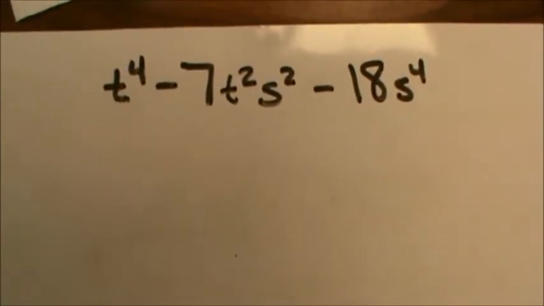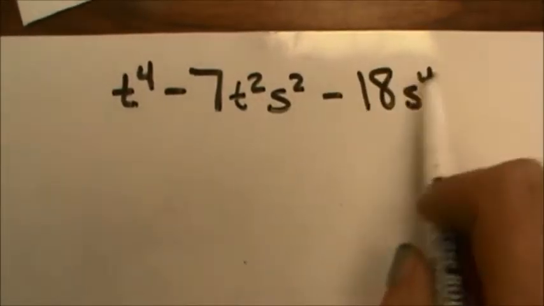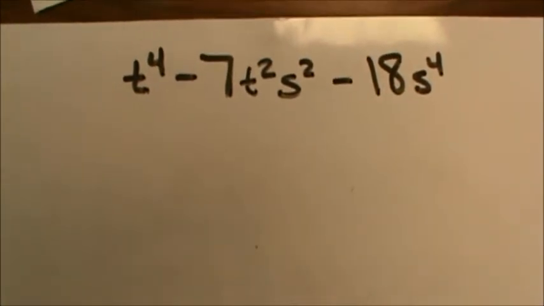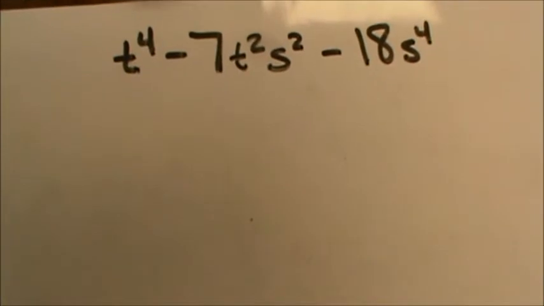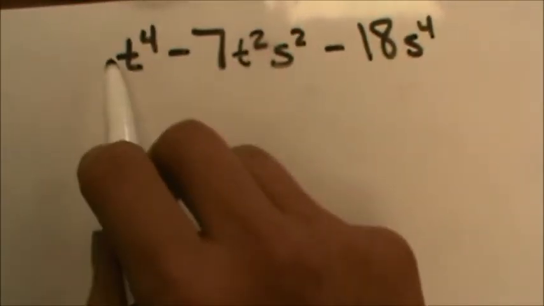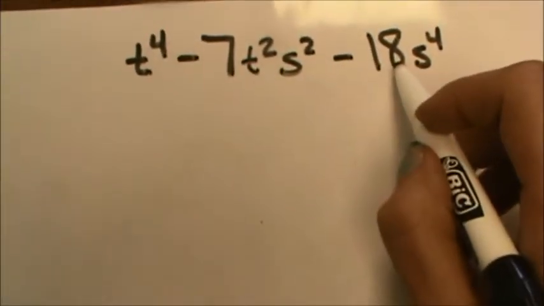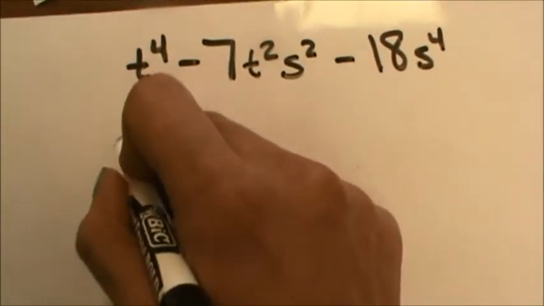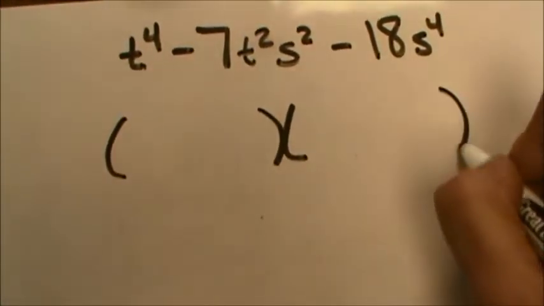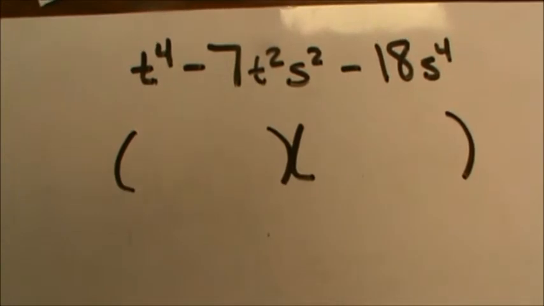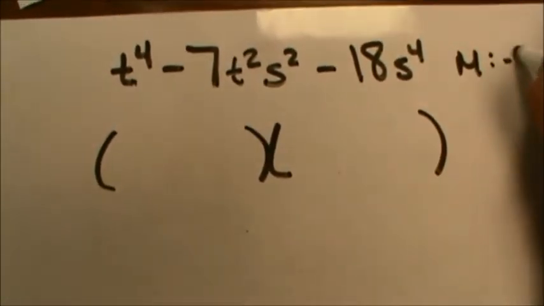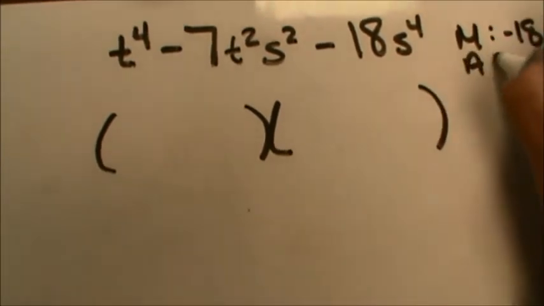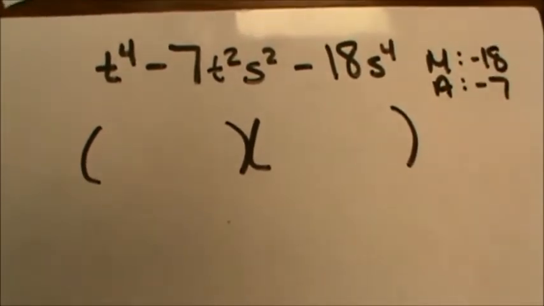Factor. There is no greatest monomial factor between these three terms. So the next thing I'm going to check for is PST, perfect square trinomial. This is a perfect square, this is not a perfect square. So I need to then go to my coefficient of 1 factoring. Two numbers that multiply to be negative 18 and add to be negative 7.